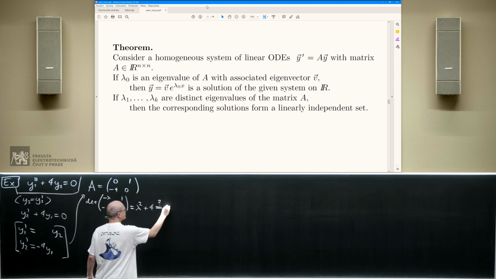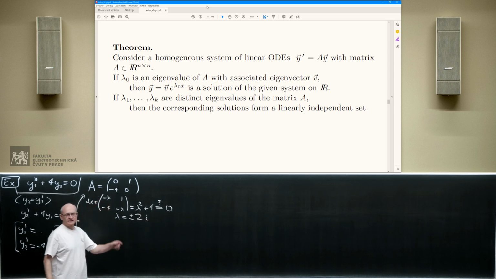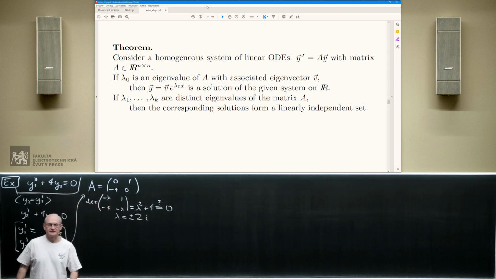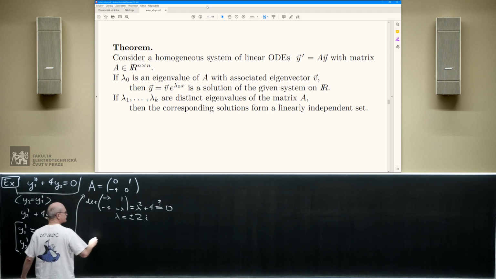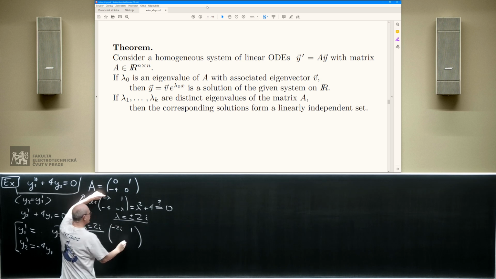Lambda is, okay, plus or minus 2i. Complex eigenvalues. That's something new. We didn't have it before. Anyway, eigenvectors. When lambda is 2i, then we are actually asking for a matrix where in the first row there will be negative 2i, 1, and here negative 4 and negative 2i.